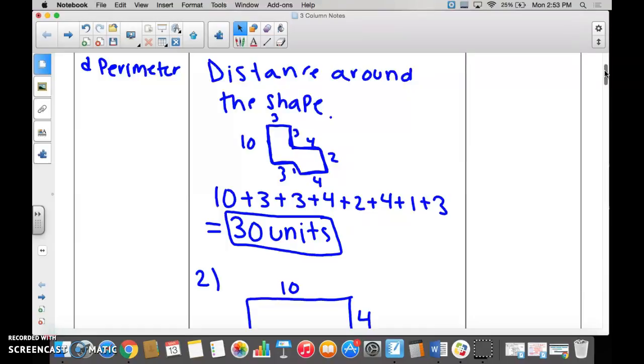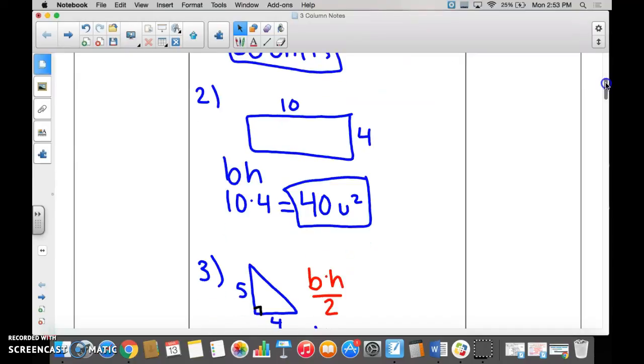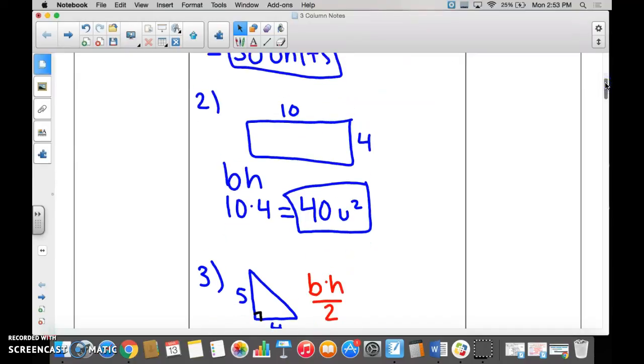The first thing we talked about was finding the area and perimeter. To find the perimeter of any shape, you do what, everybody? Yeah, we just added all of the lengths of the sides as shown here. We got 30 units. Over here, we're finding the area of a rectangle. And what was our formula to find the area of a rectangle? Base times height. As you can see, then we plugged in 10 times 4.